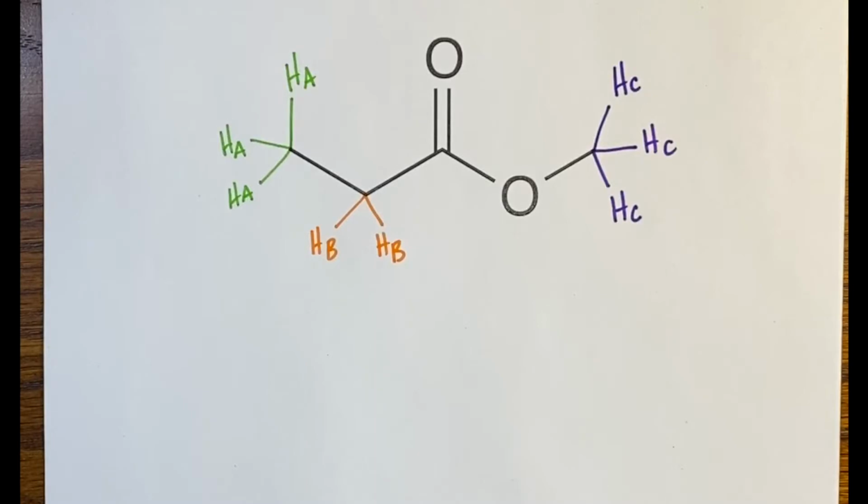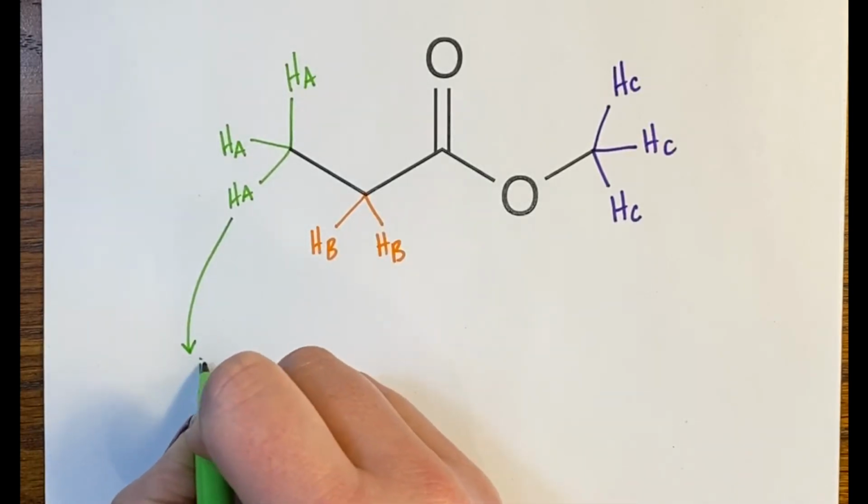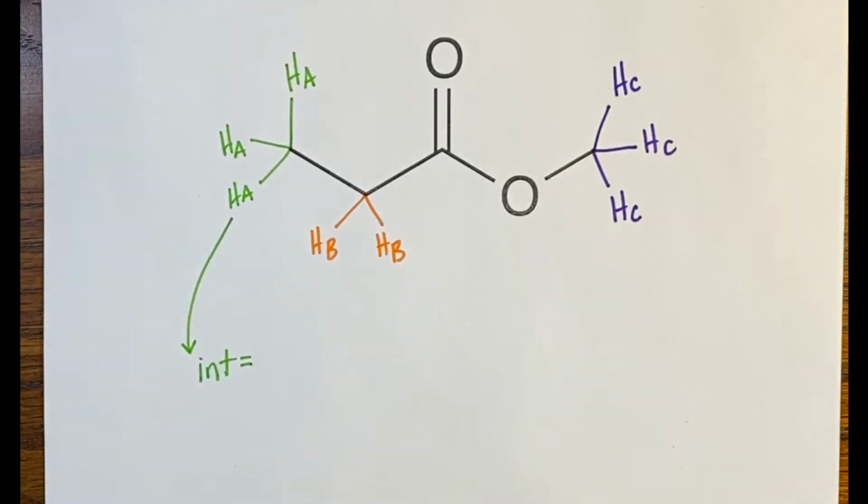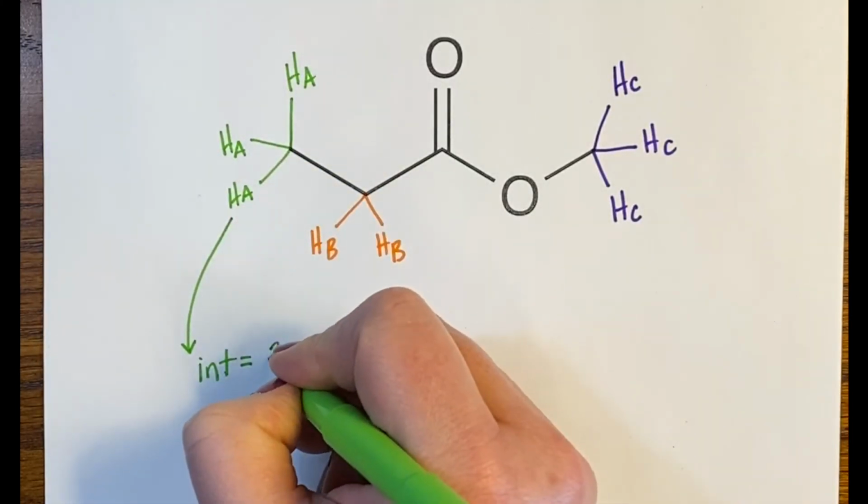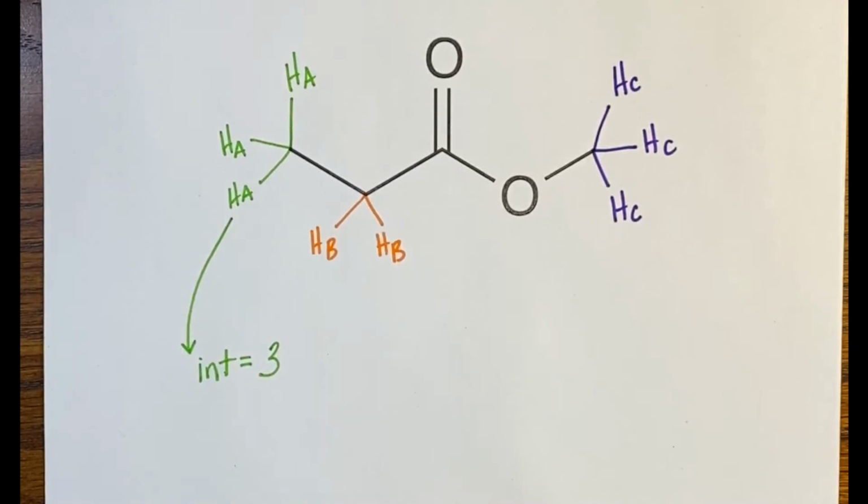So in my NMR for this molecule, I would expect 3 signals, and I've labeled my protons as HA, HB, and HC. I'm going to start with HA. In the protons that I have identified as HA, I am expecting to see an integration to reflect the number of protons at that position. So I have 3 protons that I've called HA. I would expect my integration to be 3.